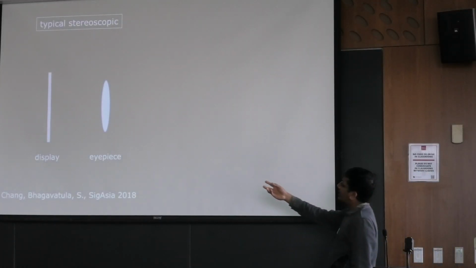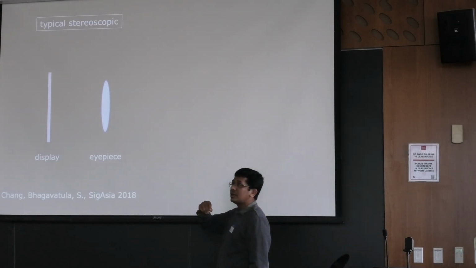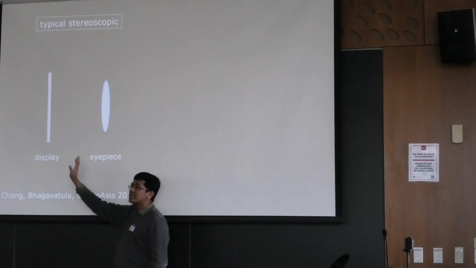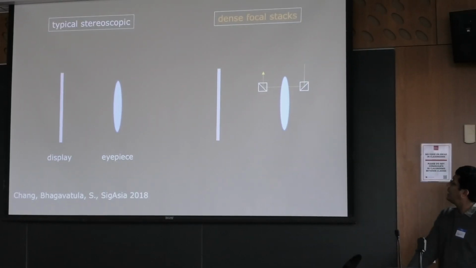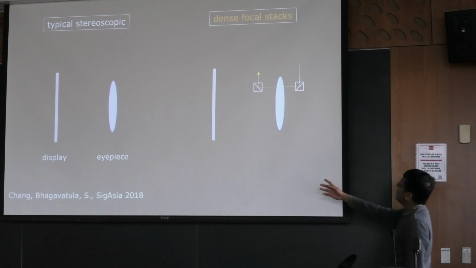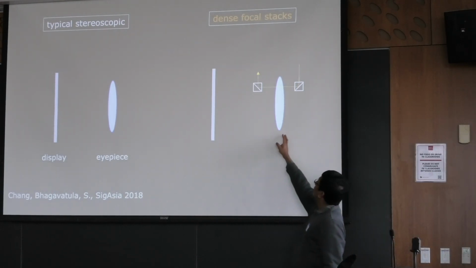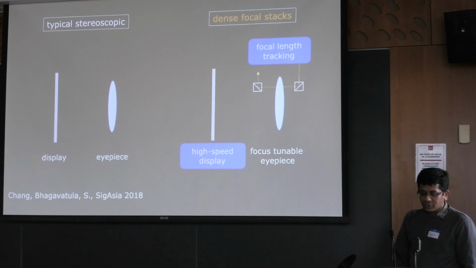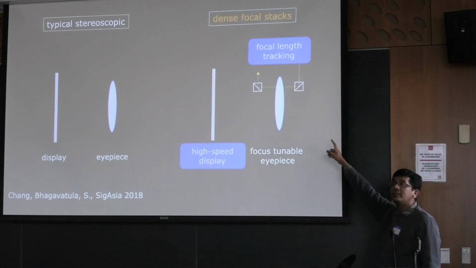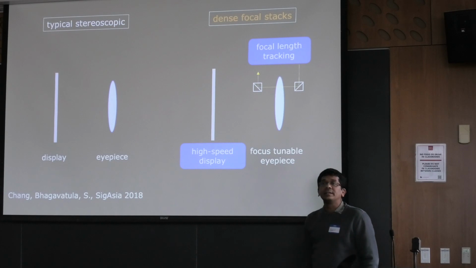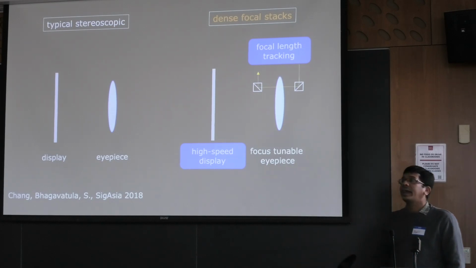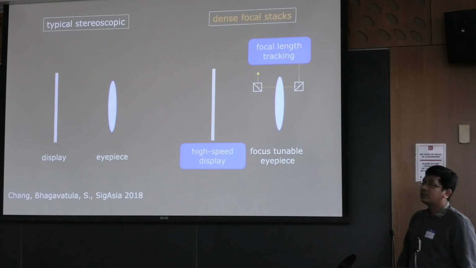If you buy any of the 3D displays available today, it's basically this design. There's the display, and there's an eyepiece which places the display at some fixed depth. One of the early designs that we explored changes this in two ways. It looks the same, a display and an eyepiece, but we make the eyepiece focus tunable, and we track its focal length in real time, so we let it go through all sorts of focal lengths very quickly, and we synchronize it with a high-speed display, and we show that this kind of design can give you very realistic 3D content.